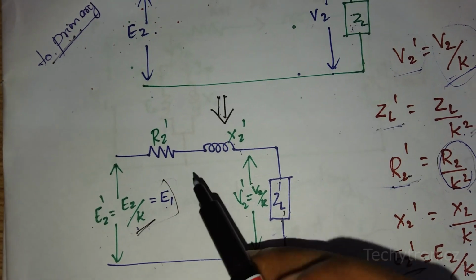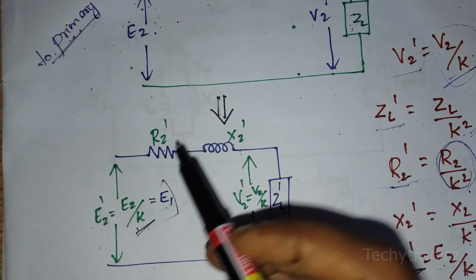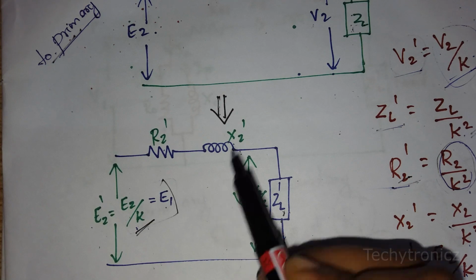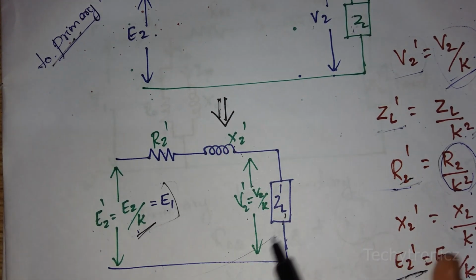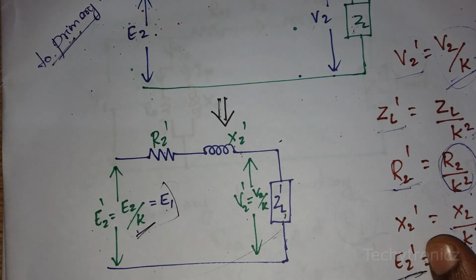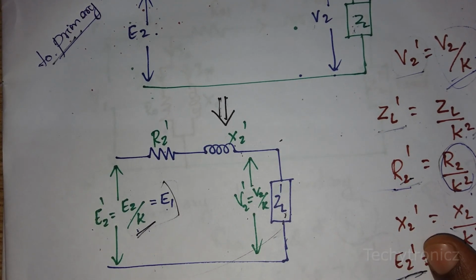Now we have transferred all the secondary components in a different manner. So now we can connect this secondary circuit with the primary circuit of the equivalent circuit of the transformer.